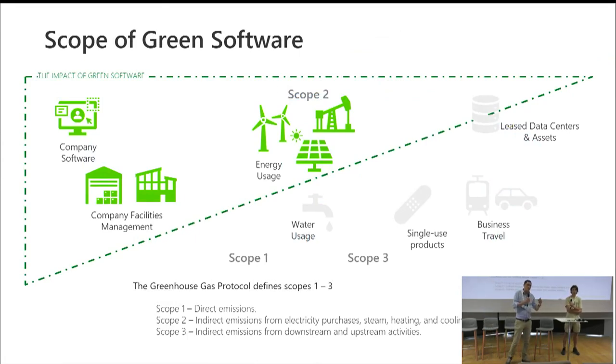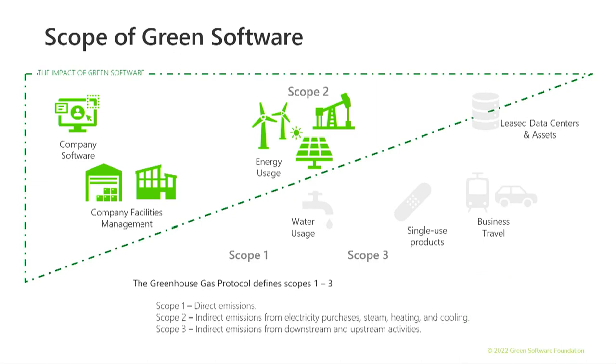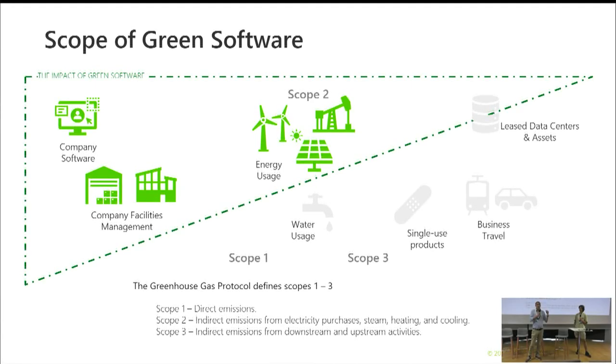So when we think about the three scopes that the Greenhouse Protocol defines, I'm assuming a lot of you are familiar with it, but just in case anyone isn't, we've got three scopes. We've got the direct emissions, and I'm going to reuse an analogy from Chris Adams, who's the founder of the Green Web Foundation. He used an analogy in one of his last podcasts about making hot beverages. So imagine you want to make your own coffee.